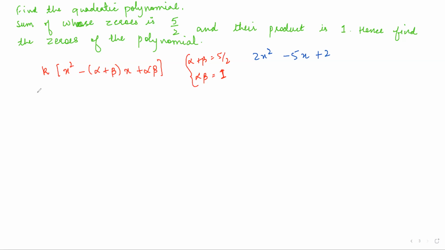Now use this. So k into x square minus (alpha plus beta, which is 5 by 2) into x plus 1. Now, if you want to remove this 2 from the denominator, you can take k equal to 2. So for k equal to 2, this will become 2x square minus 5x plus 2. So this is one of the polynomials.